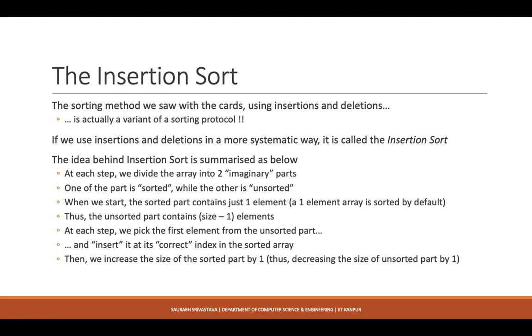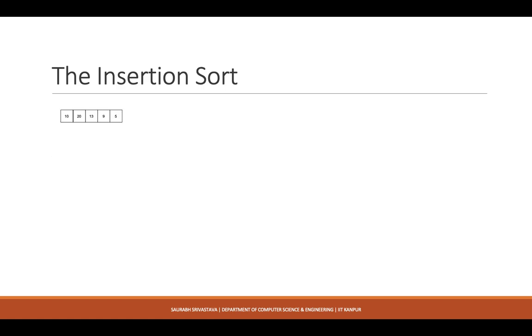So you know what happens at each step, the sorted part of the array increases by 1. Why? Because now I have two elements which are in order after the first iteration. After the second iteration, I have three elements which are in order. And if I keep on doing this, I'll keep on decreasing the size of the unsorted part. And when the size of this unsorted part becomes 0, the whole array has become sorted. So let's see a simple example.